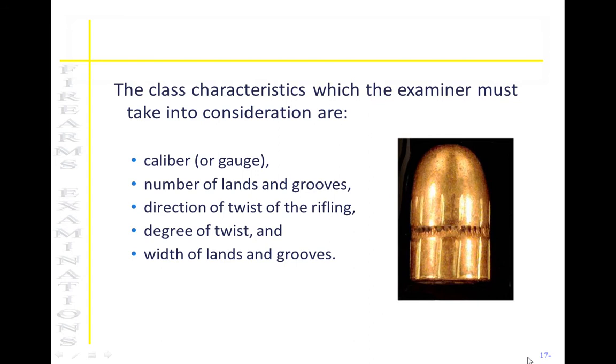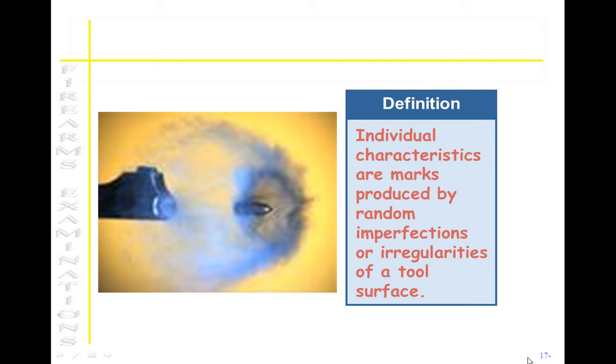The particular number of lands and grooves or the direction of the lands and grooves twisting is also going to be a class characteristic. The degree of that twist and also the width of the lands and grooves would also be considered class characteristics. So then what exactly gives us the individual characteristics? These are going to be marks that are produced by random imperfections or irregularities of a tool surface.